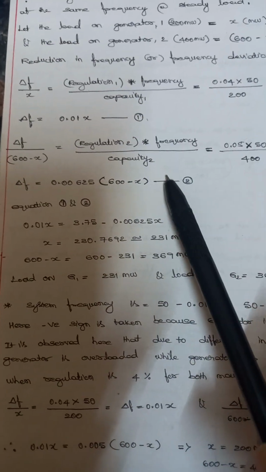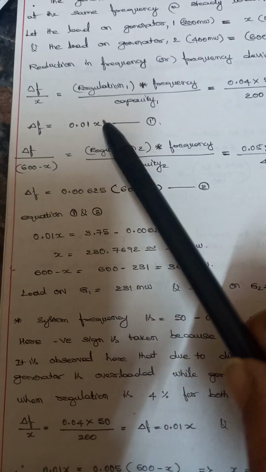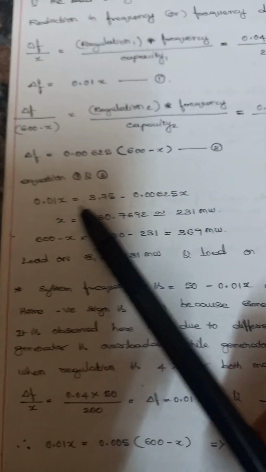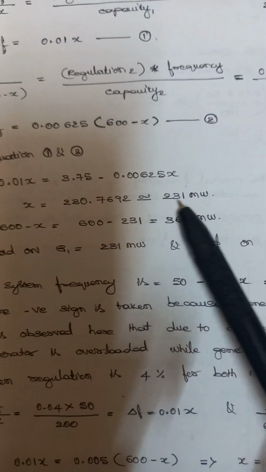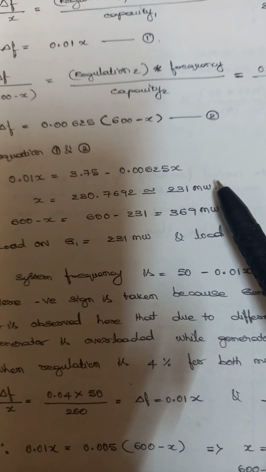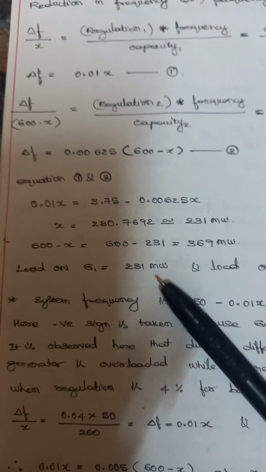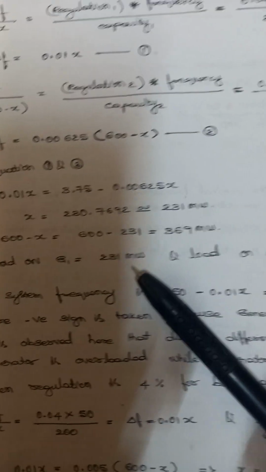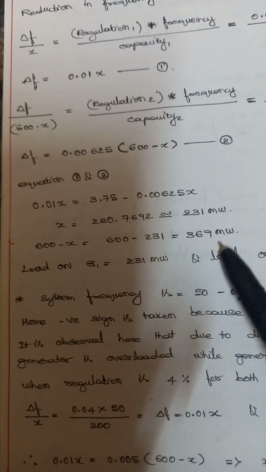Now we need to equate these equations, because on the left side the change in frequency is del f. Equate equations 1 and 2, the right-hand sides, and you'll get the value of x. It comes to approximately 231 megawatt from generator 1 for sharing the load. For generator 2, it is 600 minus x, so 600 minus 231, which gives 369 megawatt.